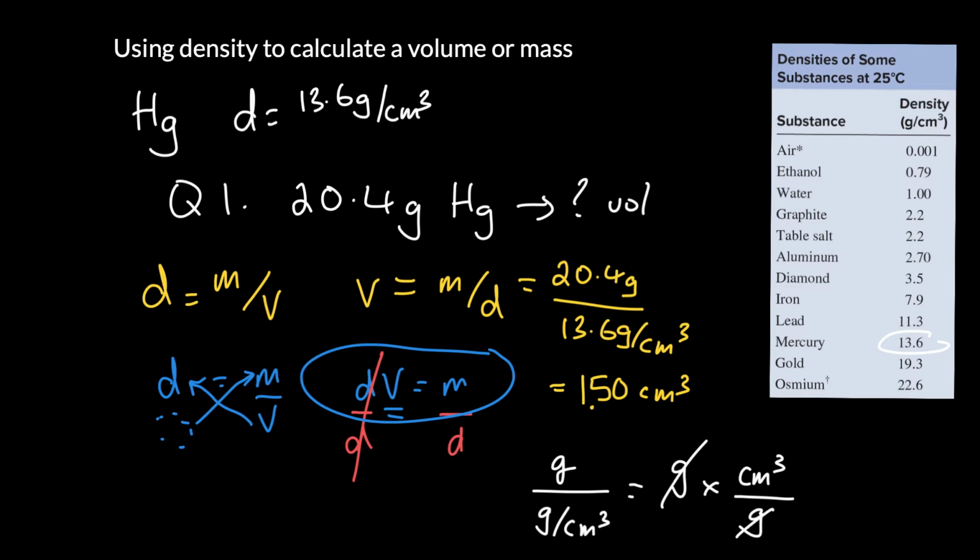Now, that's pretty amazing if you ask me, because 20.4 grams, that's 2/3 of an ounce. It only has a volume of 1.5 centimeters cubed, so that's just an incredibly small volume, and mercury is incredibly dense, so that mass is packed into a tiny, tiny volume.